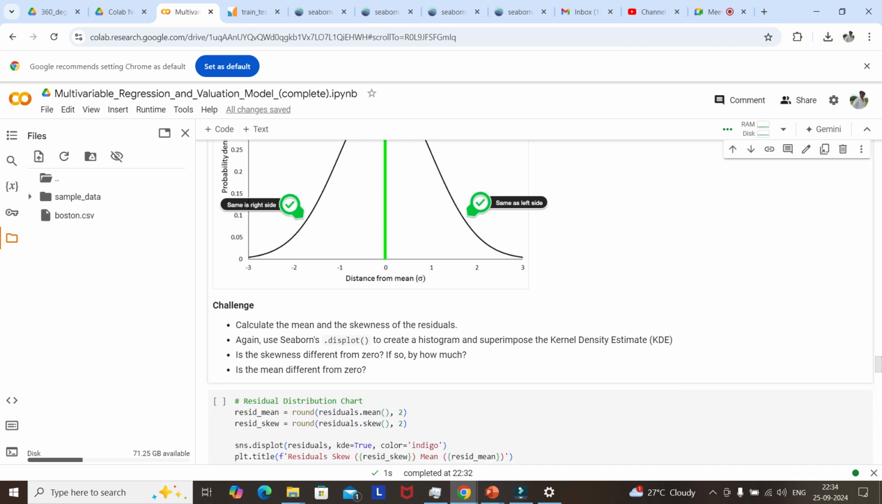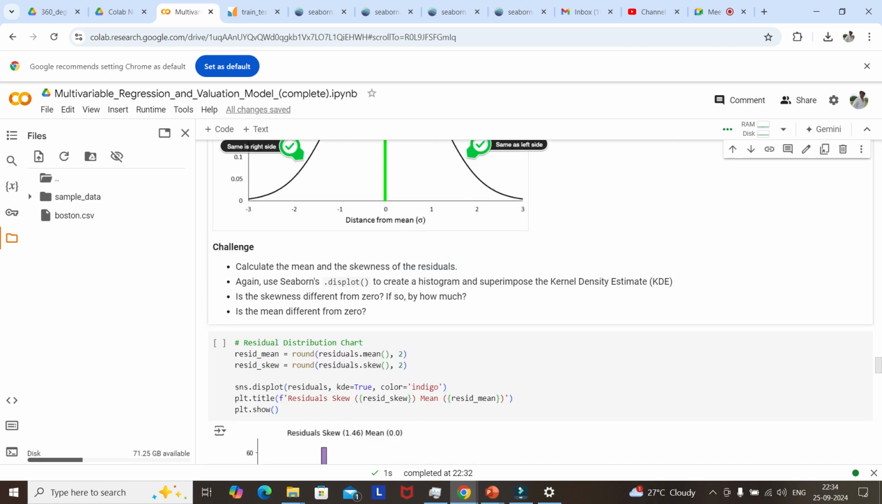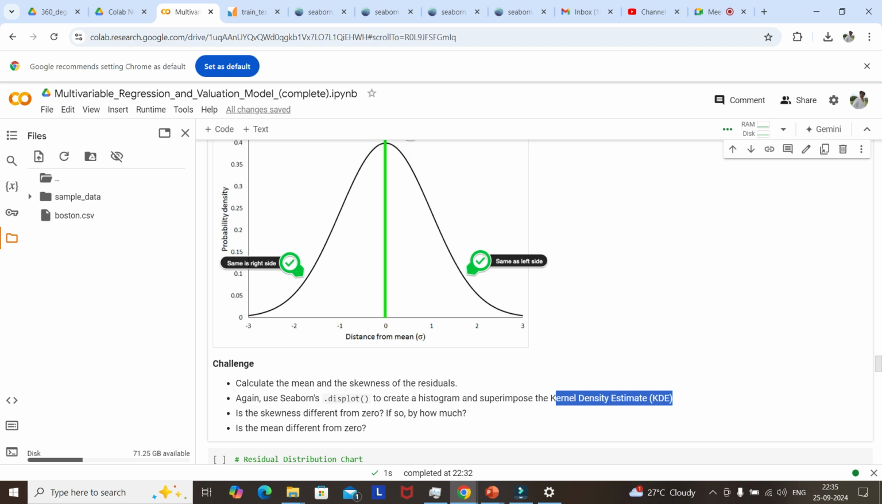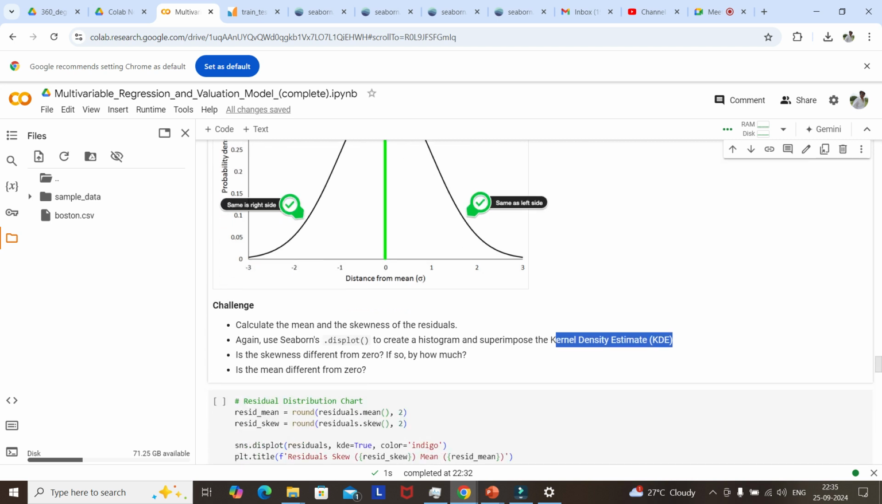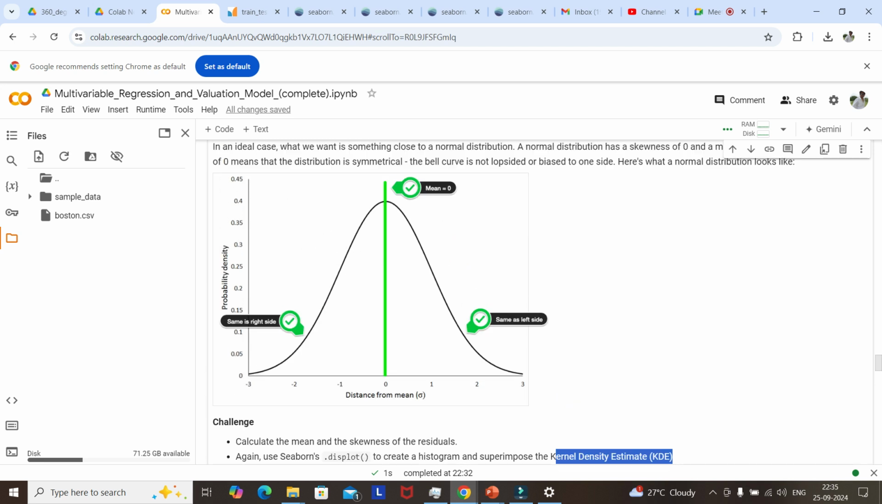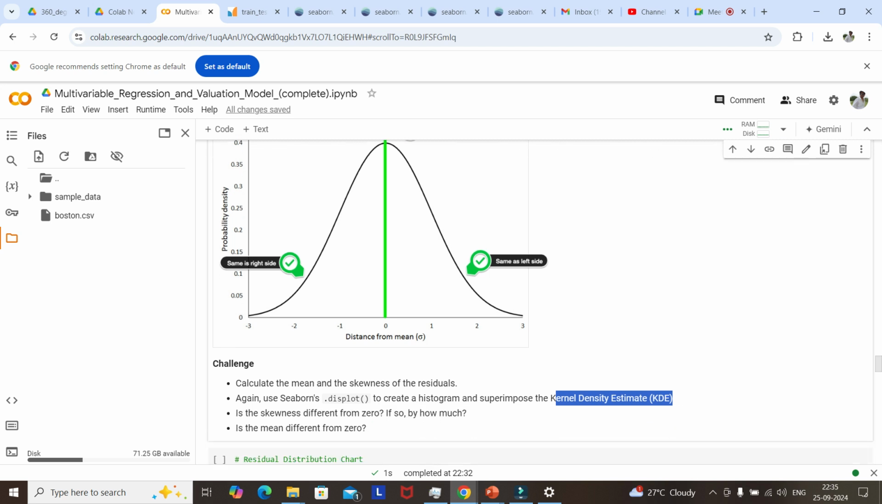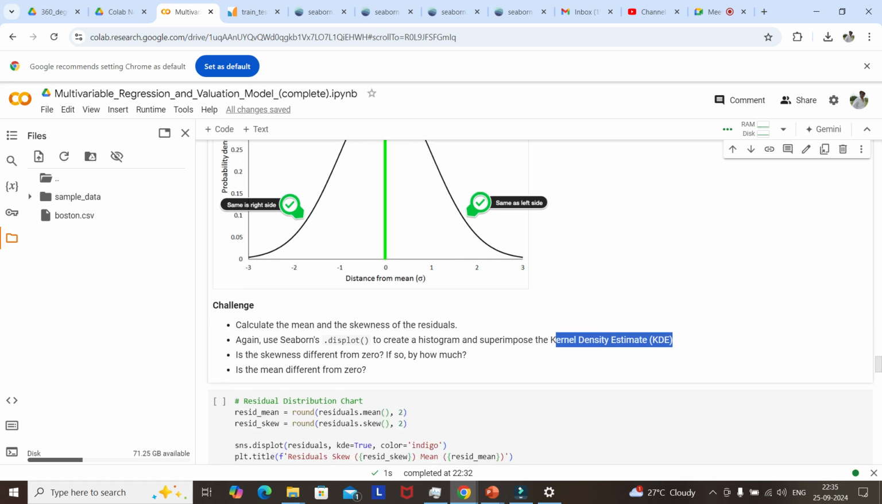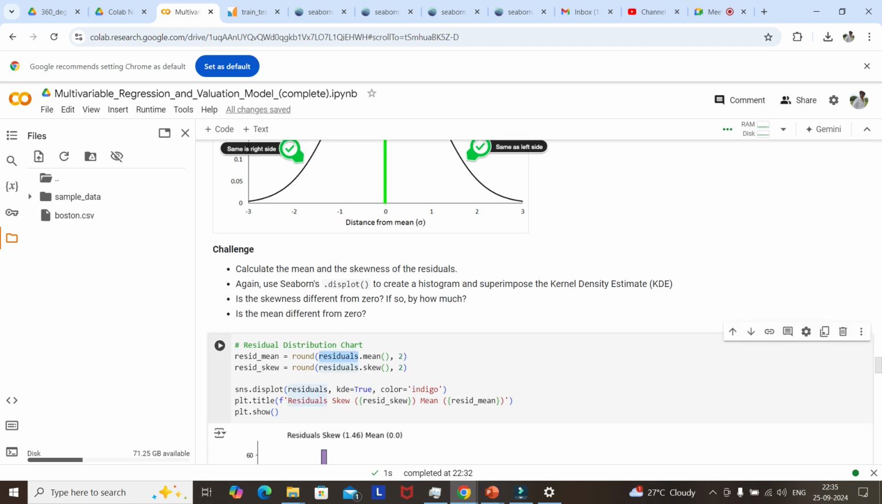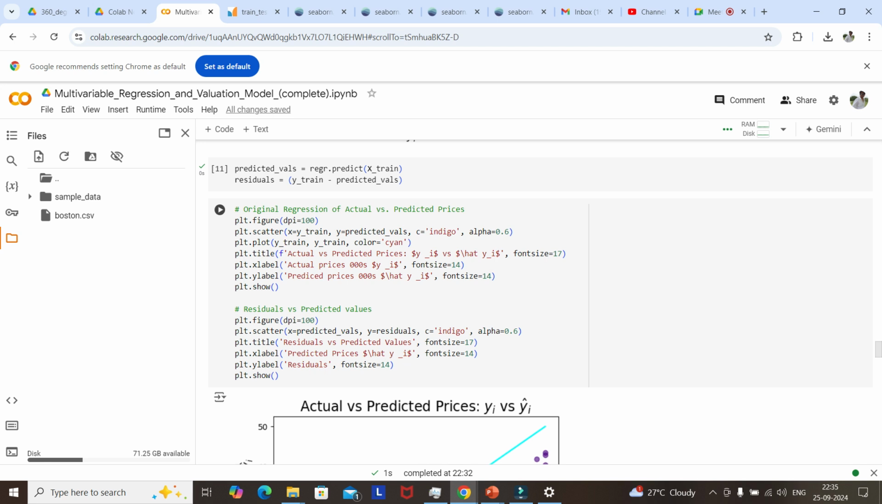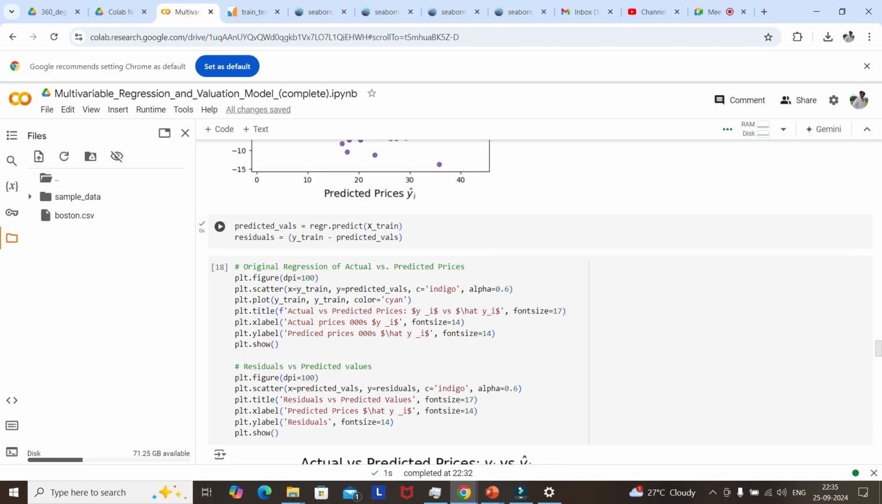But what happened with our residuals? Let's see, and we will plot again using KDE, kernel density estimate. It's the same plot we already did above. This is the purpose of this kind of data visualization: to check whether the distributions are correct and, depending on our model data, how we can improve it. So what is the challenge? Calculate the mean and skew. We can directly calculate them from the residuals, which we already got.